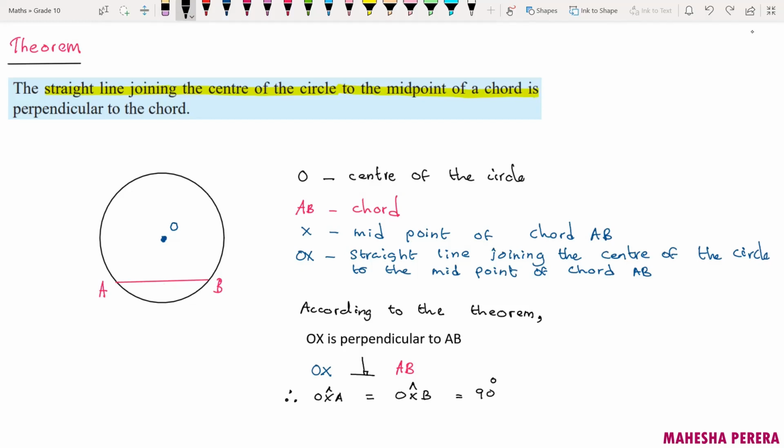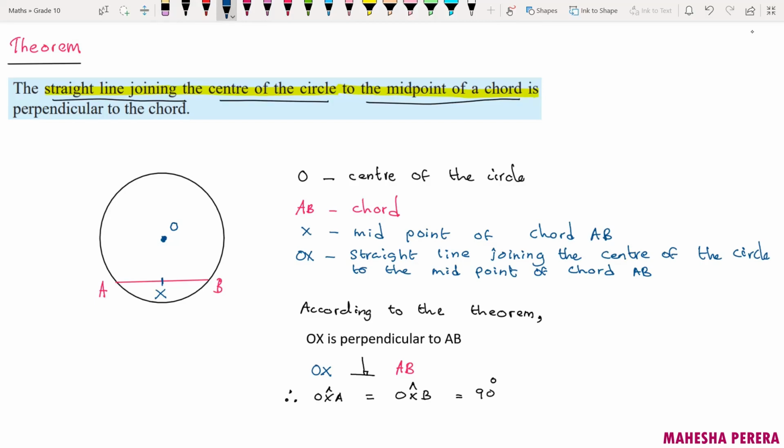Then the straight line joining the center of a circle to the midpoint of a chord. Right, now we should mark the midpoint of this chord. So let's call the midpoint X, the middle of the chord AB. Now what do we have? The center, the chord, and the midpoint of the chord, which is X.